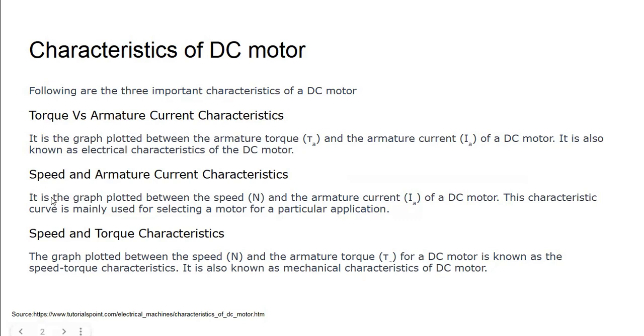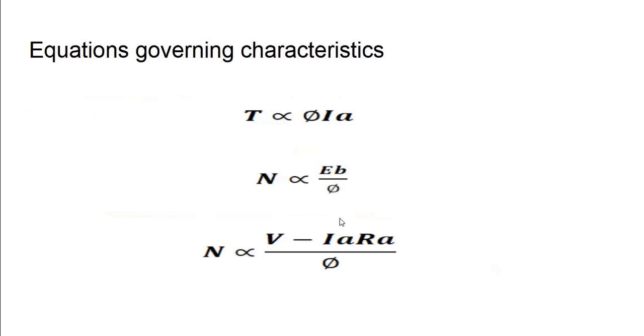The second characteristic is drawn between the speed and the armature current. And the third one is plotted between the speed and the armature torque, speed versus torque. So these are all the three characteristics for DC motor. The first characteristic, which is plotted between torque and armature current, is also called electrical characteristics. And the characteristic which is plotted between speed and torque is also called mechanical characteristics. Now we are going to see these three characteristics for shunt, series and compound motor.